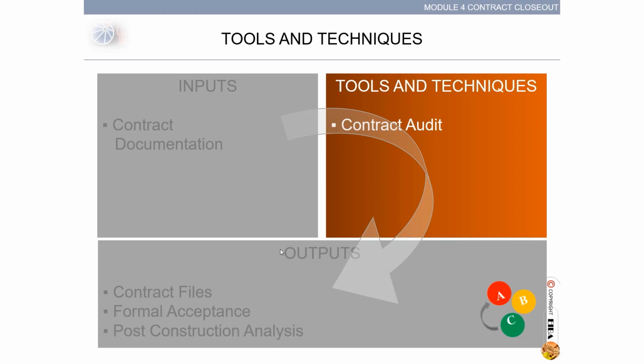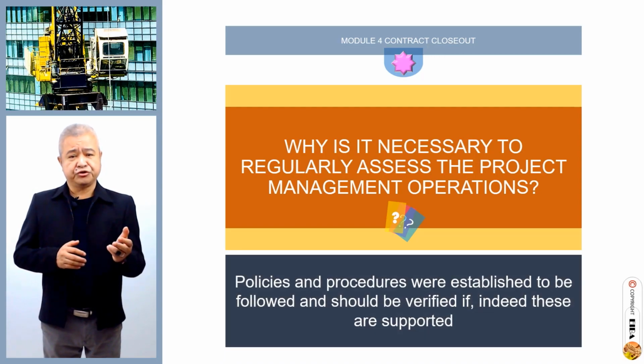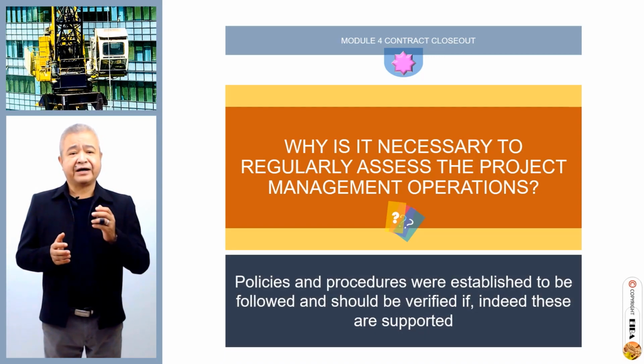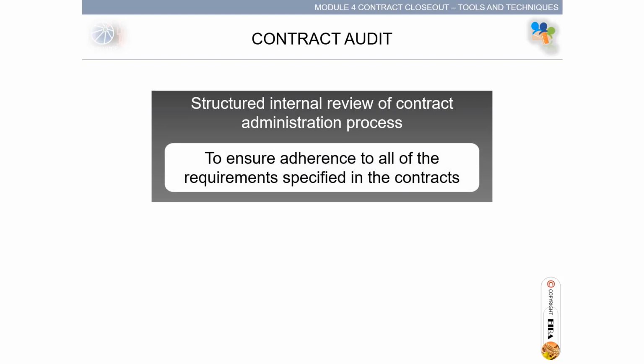Tools and techniques used in the contract closeout process. Contract audit. Why is it necessary to regularly assess the project management operations? Policies and procedures were established to be followed and should be verified, if indeed these are supported. Contract audit is a structured internal review of the contract administration process. This is to ensure adherence to all of the requirements specified in the contracts.